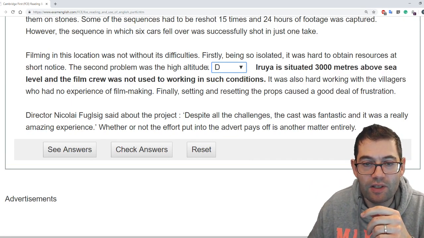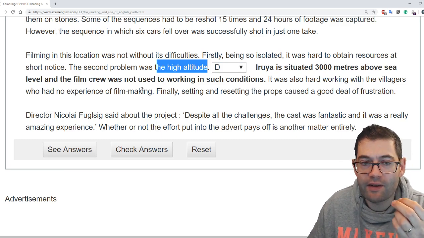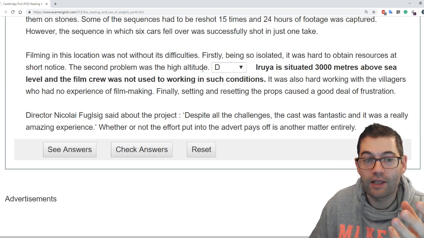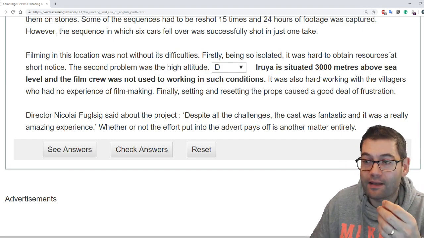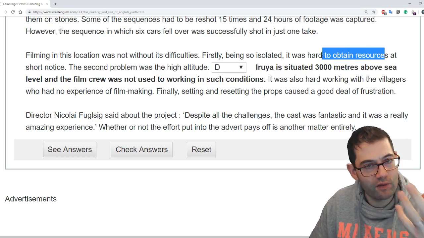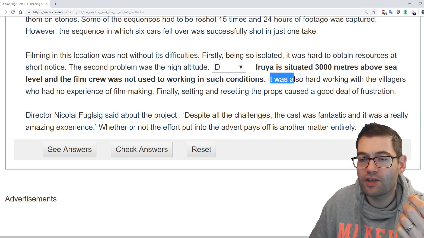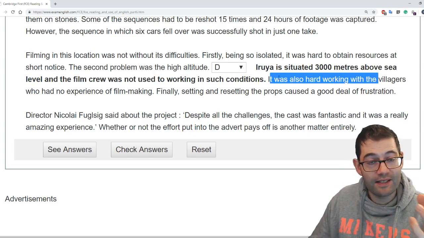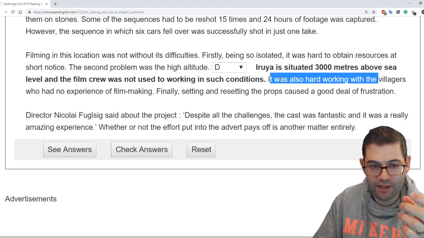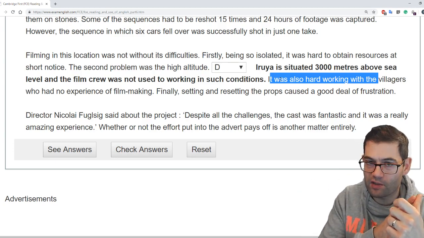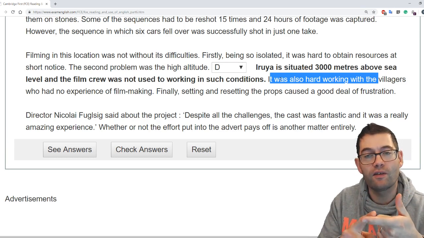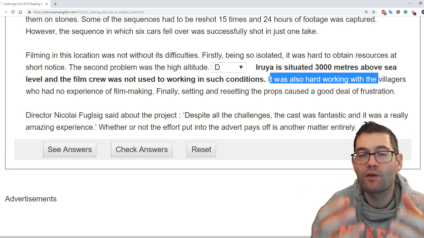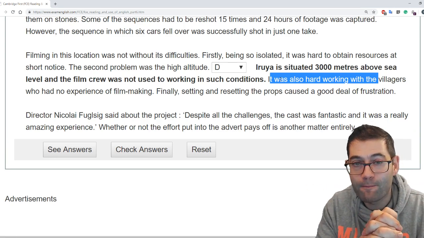which links to the idea of high altitude, so vocabulary link there. And then you've got the film crew not used to working in such conditions, in other words, the village, high altitude, and difficulty to obtain resources, so vocabulary links there. And then we've got this structure here. It was also hard working with the villagers. So this links to the idea of context, of talking about difficulties. So one difficulty was working in such conditions. The other difficulty was working with the villagers who had no experience of filmmaking. So clear vocabulary and context links there.